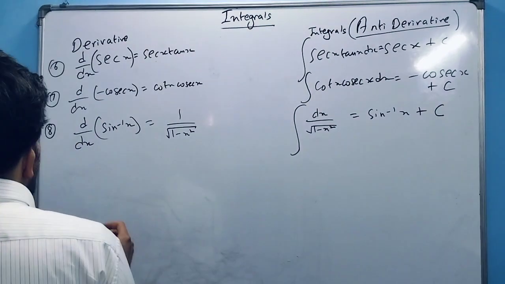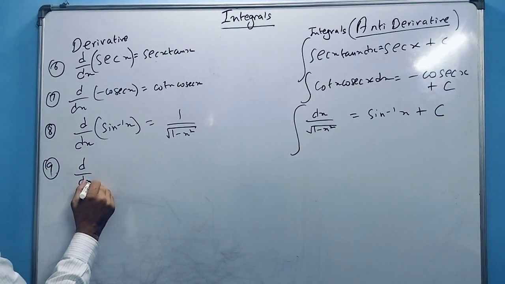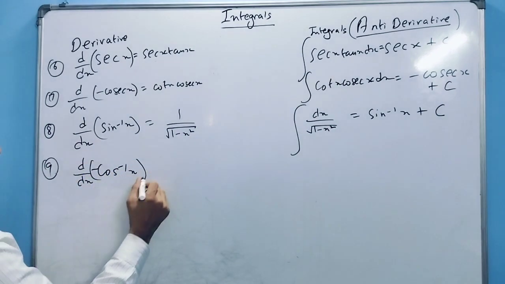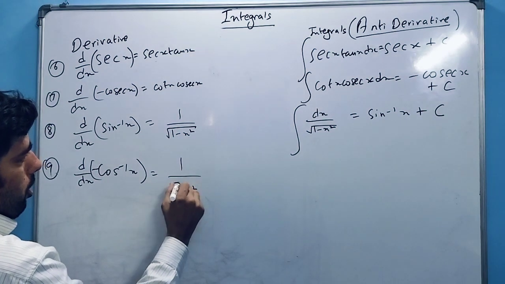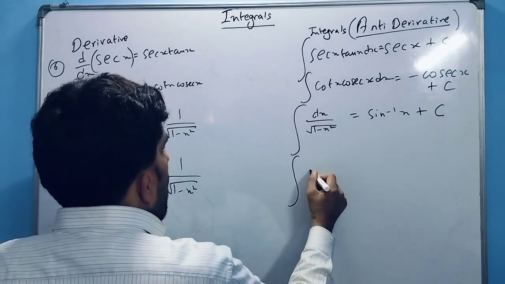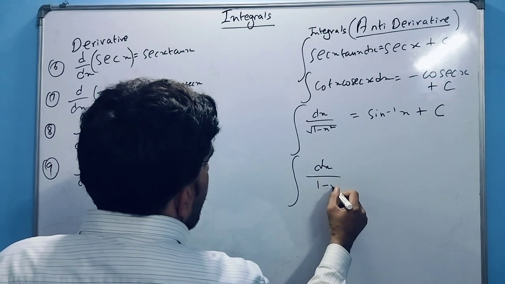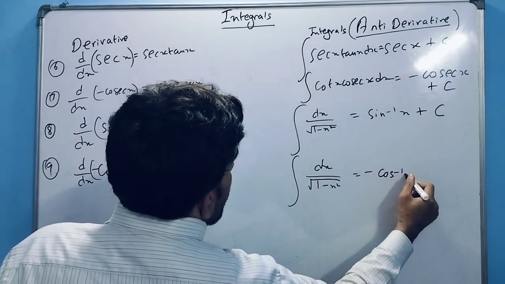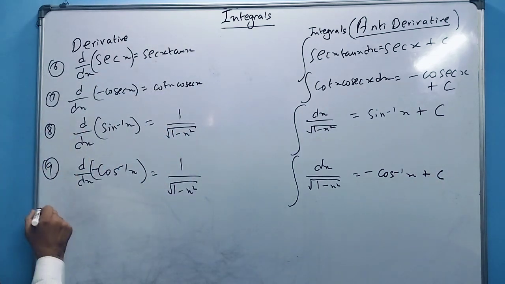So now we have the ninth, that is differentiating cos inverse x, with a minus here. So I got this one. Now what will happen if I integrate this? Minus 1 upon root of 1 minus x square is equal to minus cos inverse x plus c.